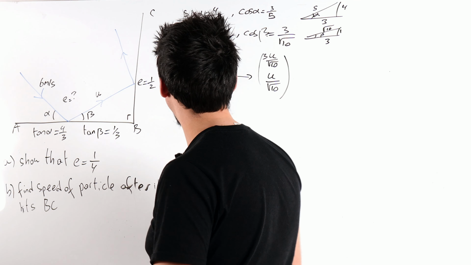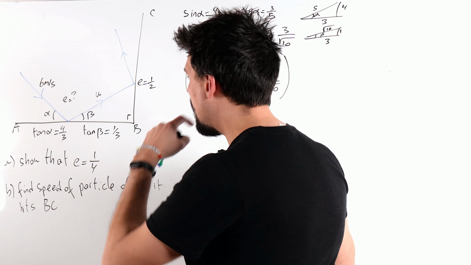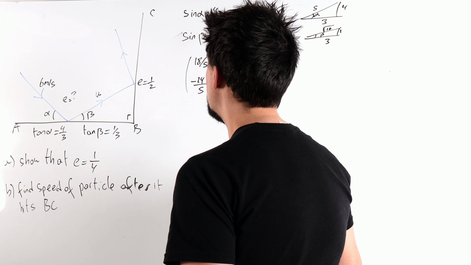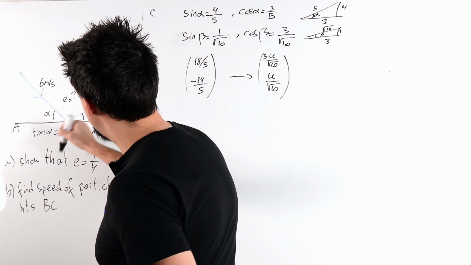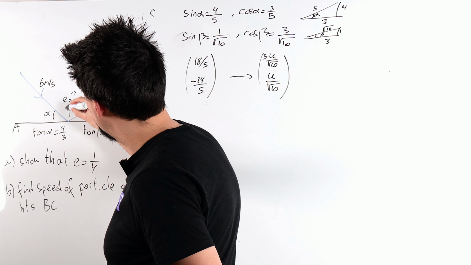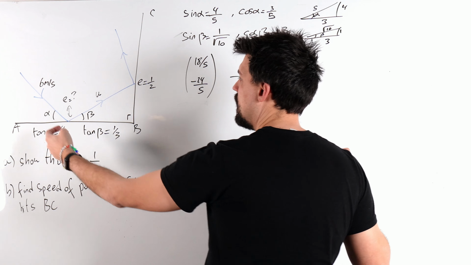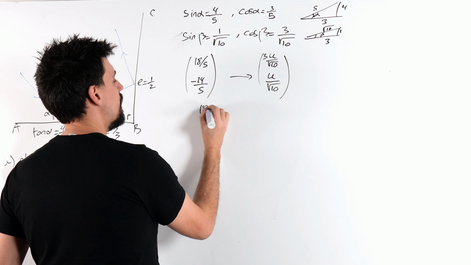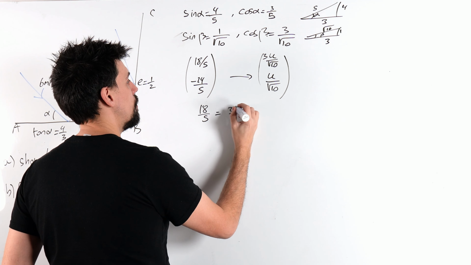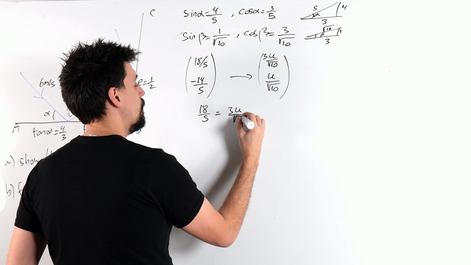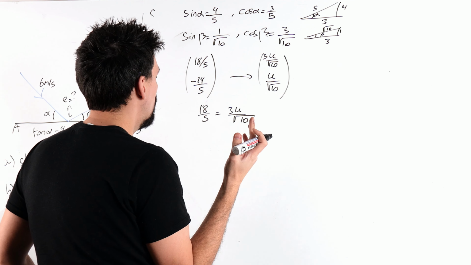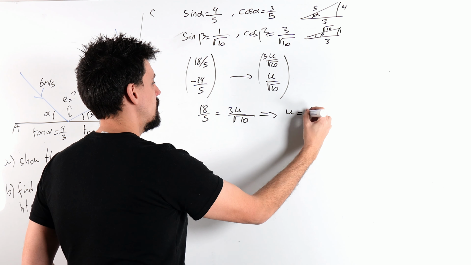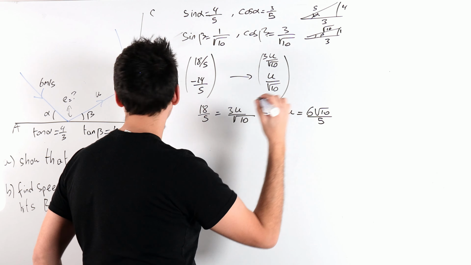brilliant, lovely. Well, this is all about making sure it all works for me, so let's have a look at some conservations. Now, the impact is only happening really vertically, right? That's where my impact's happening, so my horizontal components should not change. So if I look at the horizontal components, 18/5 is equal to 3u over square root of 10. So that's quite nice. So that does tell me that u is 6√10/5.